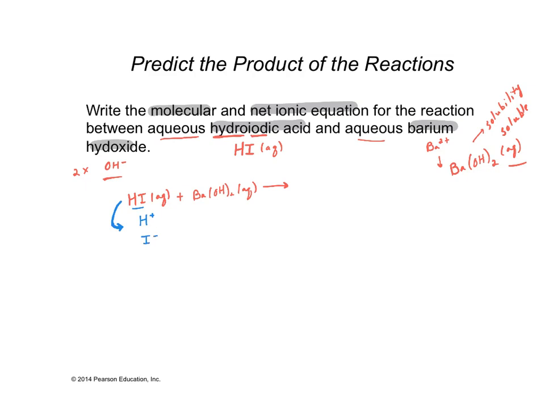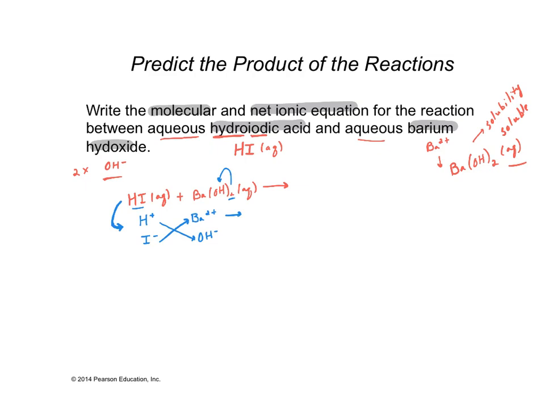And then barium hydroxide, completely soluble. So when it's floating around in water, it's a barium 2+, and then it's an OH minus. And remember, this 2 is just telling us that there are 2 of these guys, 2 OH minuses floating around. So we don't include that when we're predicting our products. All right, so now I've broken these guys apart. I'm going to exchange their partners, and I'm going to produce neutral products.